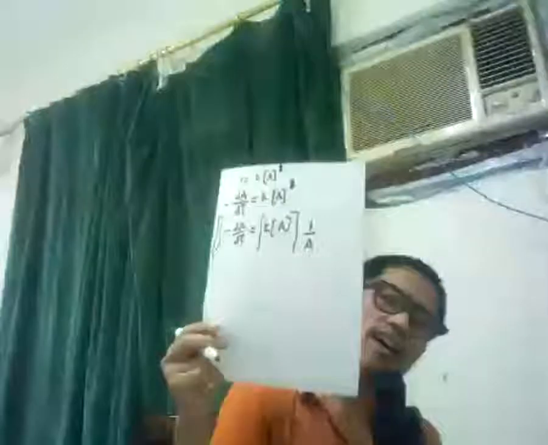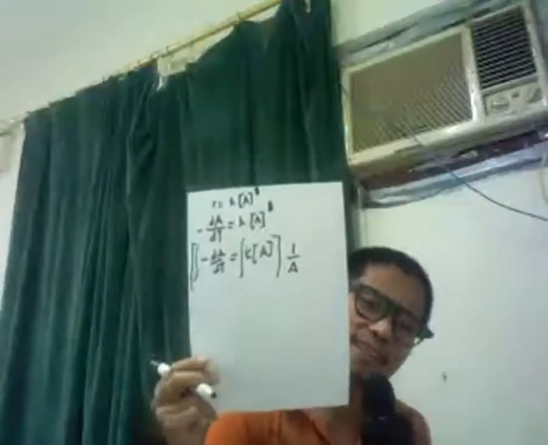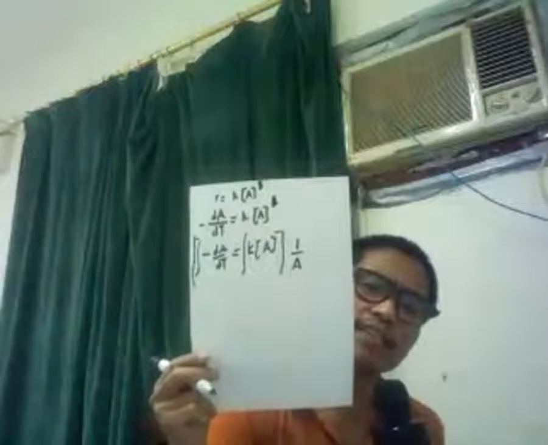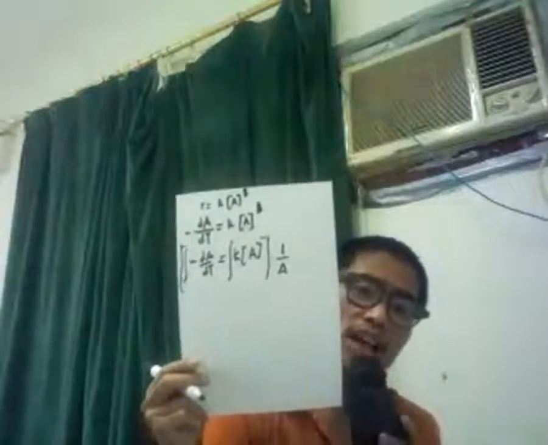Okay, so negative d[A] over dt is equal to k times A. Okay, now multiply by 1 over A. Both sides shall be multiplied. That's the rule in algebra. So A will be cancelled, and this would become k alone. Okay, k alone. So here in the rate, it will become negative d[A] over dt times 1 over A.